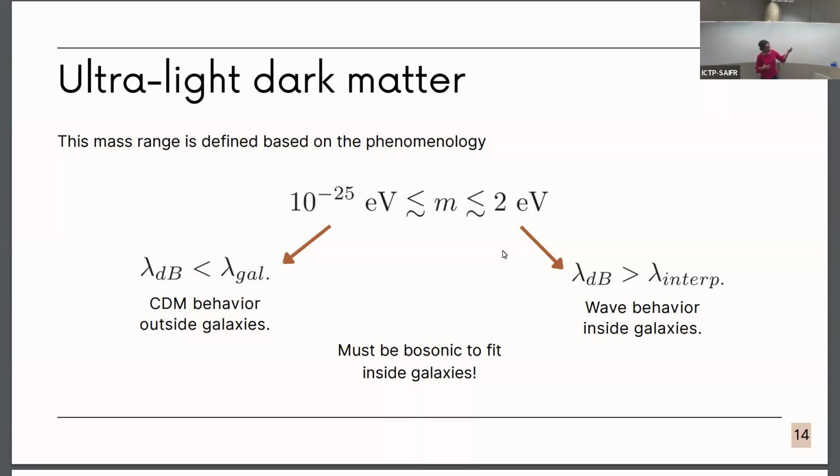And since this is so light, to account for all the dark matter mass that we know is present in galaxies, we need these candidates to be bosonic, because if it's fermionic, due to the Pauli exclusion principle, we cannot put all the particles inside the galaxy.